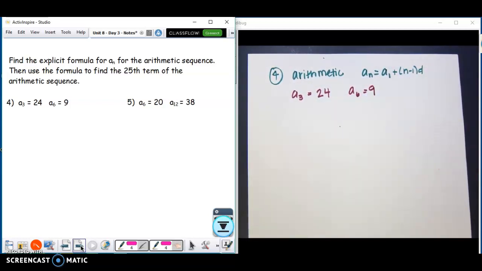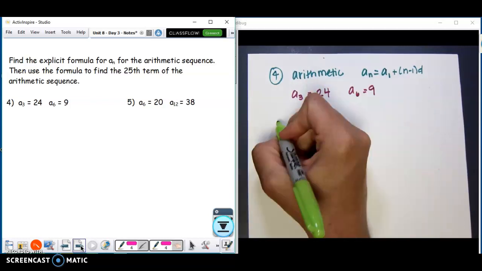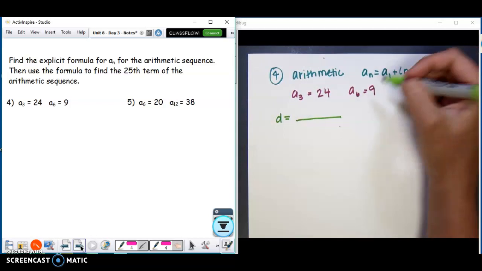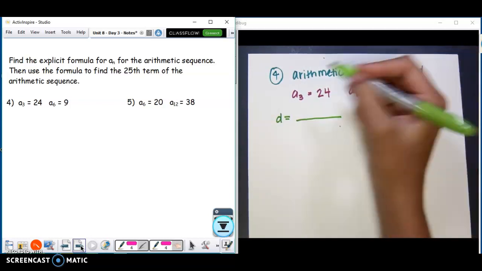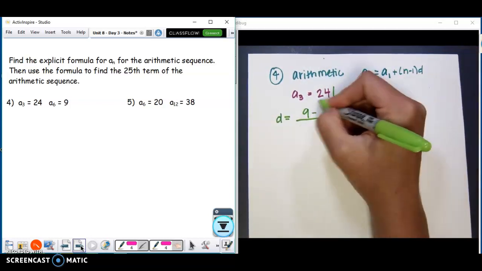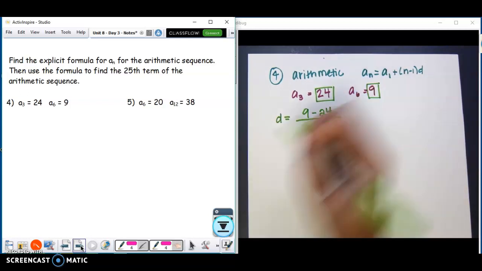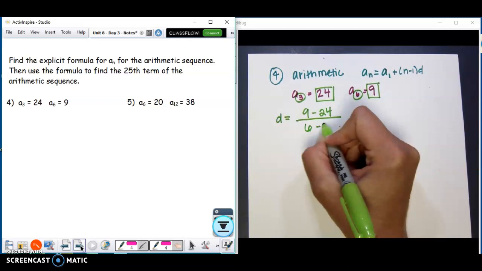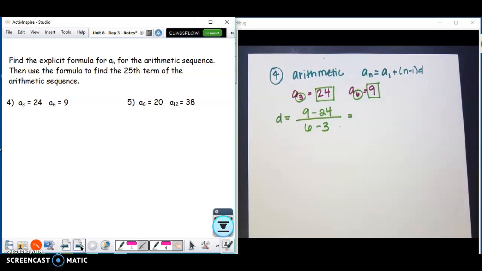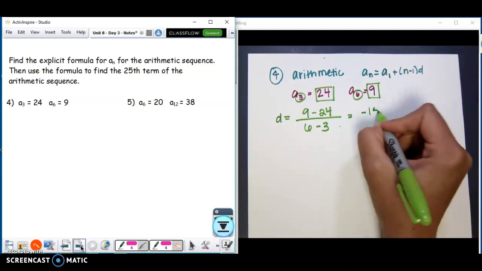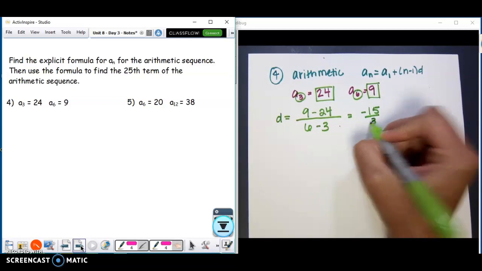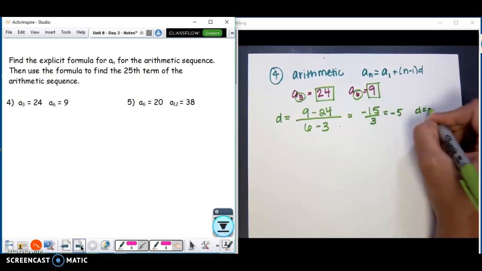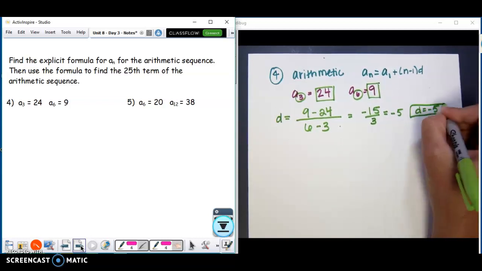So I always start out by finding the common difference. So to find the common difference, we're going to subtract. So I normally just take the second one first. So I want to do 9 minus 24. So because I did that 9 first, then I'm going to do 6 minus 3. Okay, so 9 minus 24 gives us negative 15. 6 minus 3 gives us 3. So we're going to end up with negative 5 as our common difference.